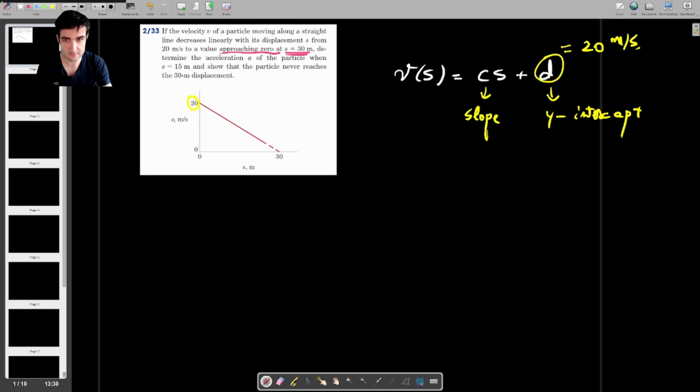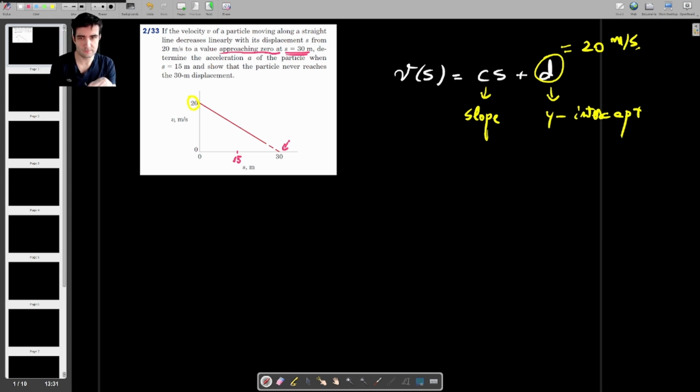of 30 meters. So what we have to do in this particular question is find the acceleration of the particle when the displacement is 15 meters. So that's the first thing. And the second thing is to show that the particle never actually reaches this point. So we'll think how to do that after we go beyond the first part.